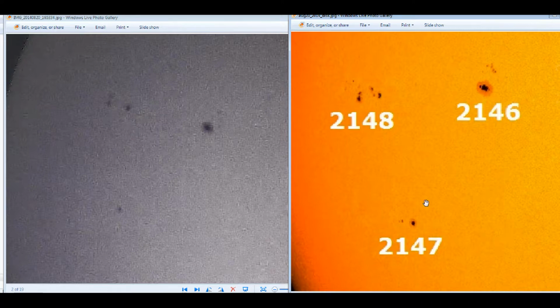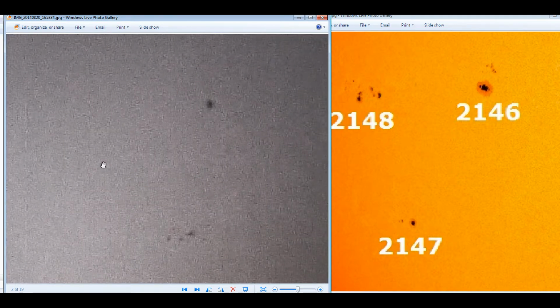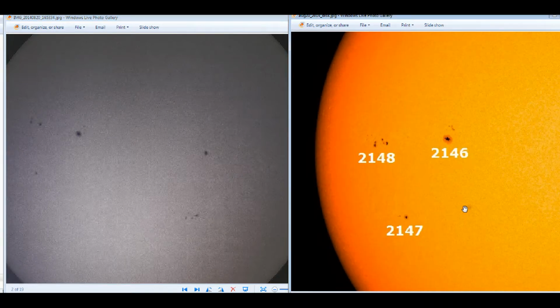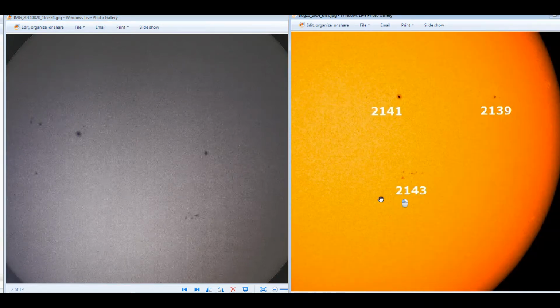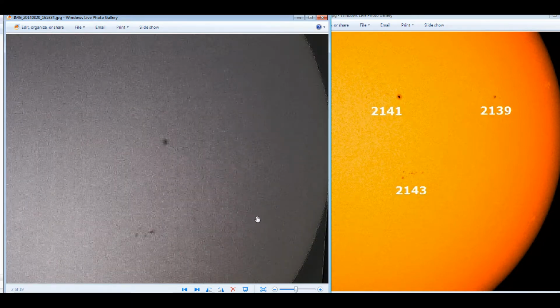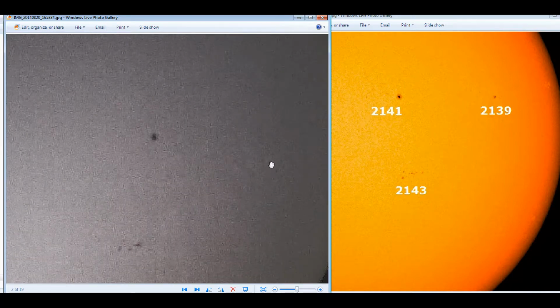Okay, so let's go to the next one. No, wait, before I go to the next one, let me zoom out a bit. Let me see what kind of detail I can see on that other area. Can I see 2139 on this? I doubt you could see this on your screen. I could barely make out a possible blemish here. I'm going to say that it's inconclusive. This might be it. It might not be.